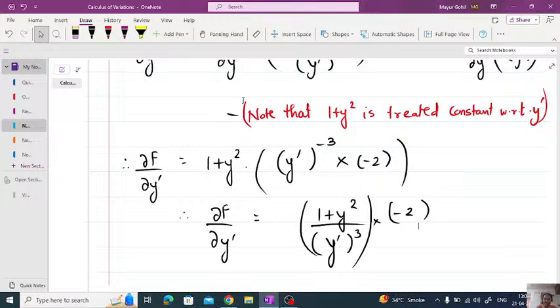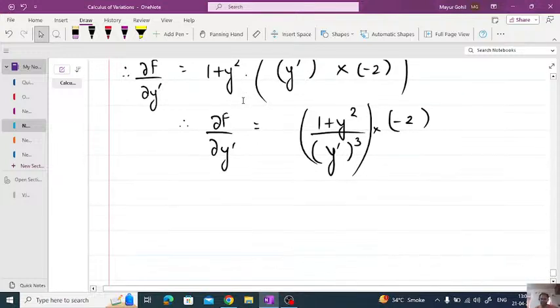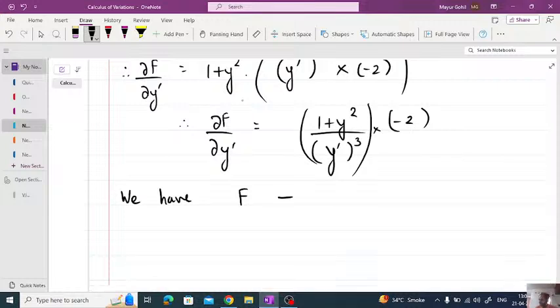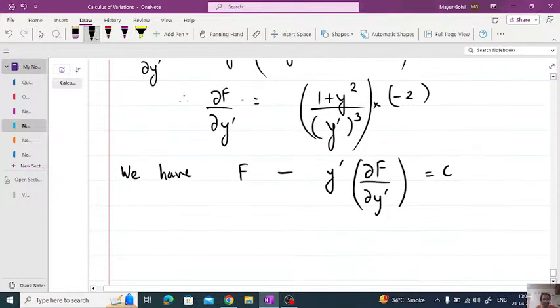So now when you do this part, let us see how to handle this further. Here you have to be very careful while solving. Now we have to substitute in the formula. What is the formula we have? The formula had f minus y dash into dabba f by dabba y dash equal to c.